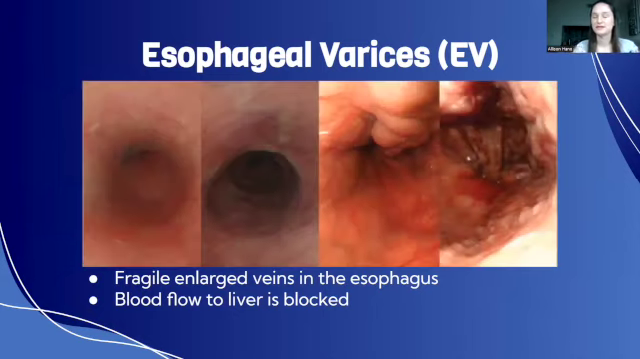So esophageal varices are just enlarged veins in the esophagus that are super fragile, and they occur when blood flow to the liver is blocked through whatever kind of liver pathology. In this first one, this is a normal esophagus. And then in the second picture, you start to see some of the bulging here. And then as we go, it gets worse and worse until you can't even see down the esophagus at all.